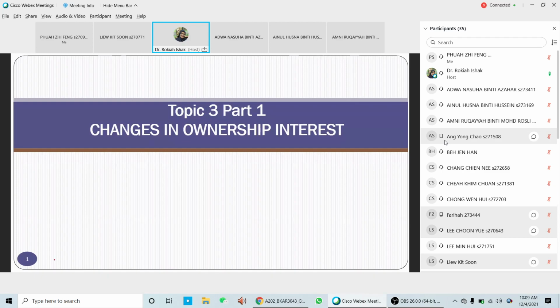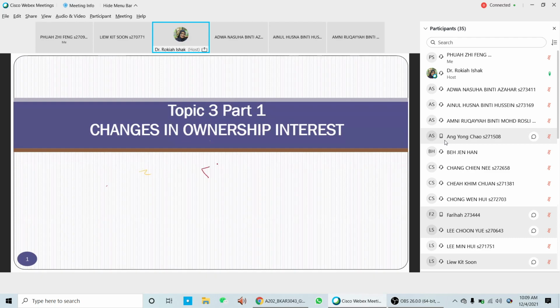The first one, we're going to look at the changes in ownership interest, and then the other one, changes in ownership structures. So we're going to look at the first one, the changes in the ownership interest. For example, here there are 2 types of changes.